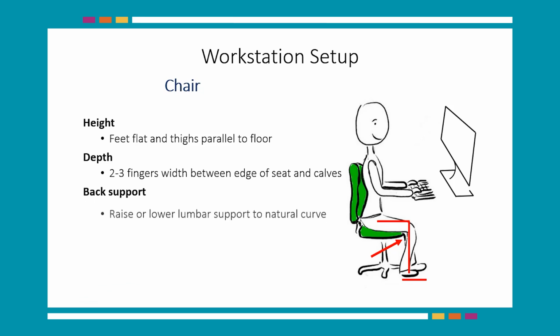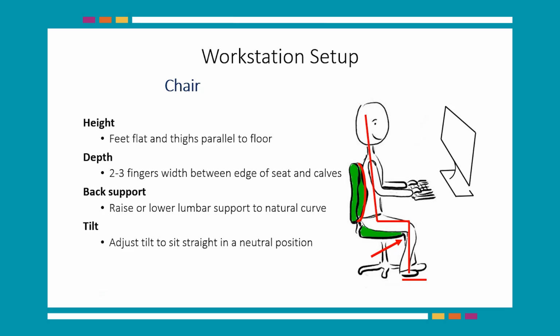Raise or lower the lumbar support so that it correctly fits in the natural curve of your back. Some chairs allow you to adjust the amount of lumbar support within the backrest as well. Adjust the backrest tilt to your comfort, with the upper body slightly reclined. Extending forward to reach the keyboard causes muscle strain between the shoulder blades and neck, especially when this posture is sustained over time. Sitting straight in a neutral position distributes your weight evenly.